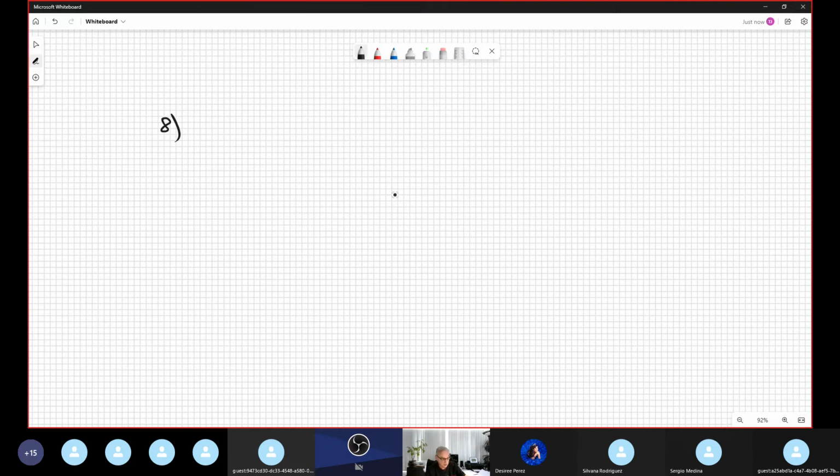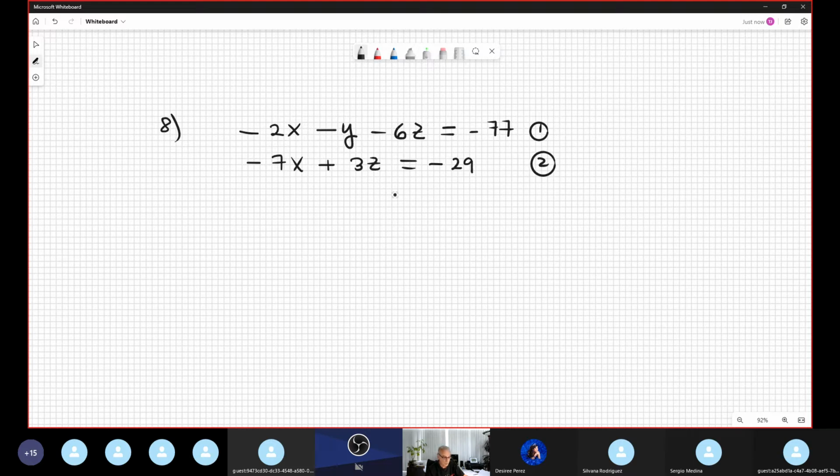Okay, so my system is minus 2x minus y minus 6z equals minus 77. By the way, there is no reason to have too many negatives. If you want, you change everything to positive because you multiply by -1. But it's okay. I don't care. I want to get the computer and the software doing this job. Equation 2 is y plus z equals 70.